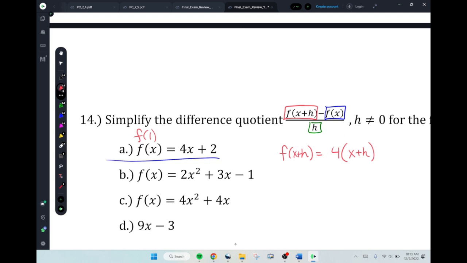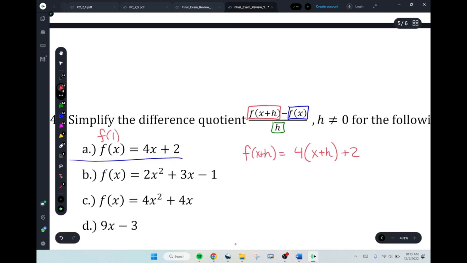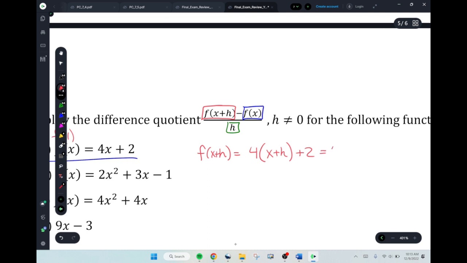Wait, it's the same thing. Wouldn't you put the x plus h into 4x plus 2? That's what I'm saying. There shouldn't be hesitation there, just like there's no hesitation for f of 1, f of 2, f of 3. It's just a little bit uglier, but it's the same process. 4x plus 4h plus 2.